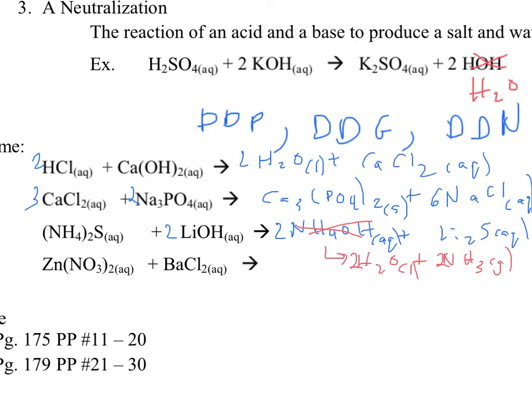And finally, when zinc nitrate and barium chloride react together, you would make barium nitrate, which is aqueous, and zinc chloride, which is also aqueous. You also don't have a special gas-forming molecule made. Therefore, this is a no reaction.